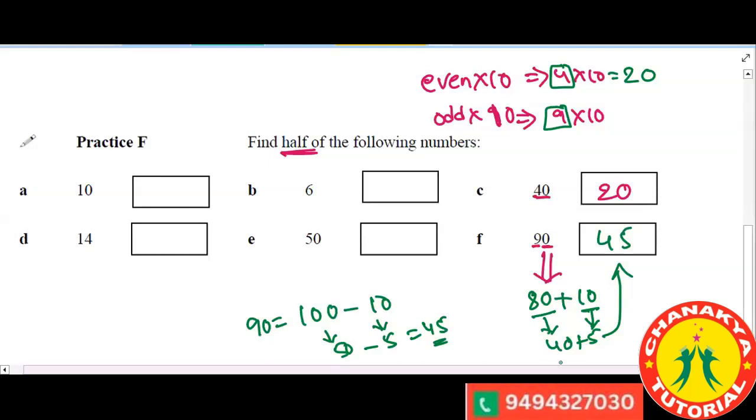Okay, then whose turn is it? Vinisha completed, right? Yes, Srilakshmi, select your question. Sir, D, 14. Okay, proceed. It's 7 only. So 10 plus 4, 5 plus 2, 7.